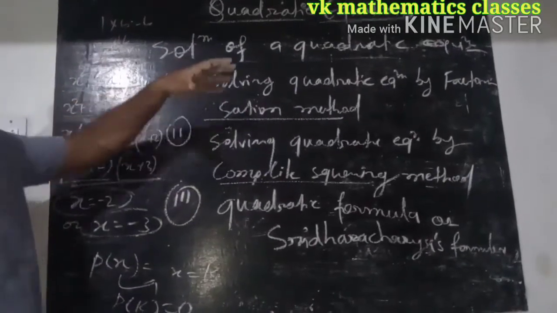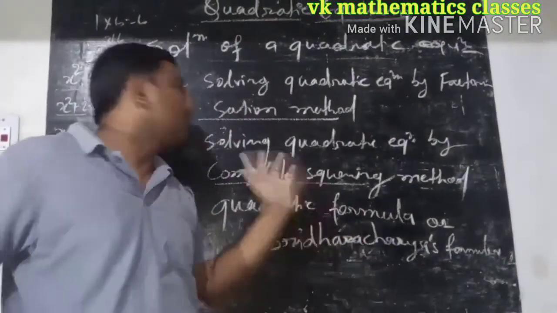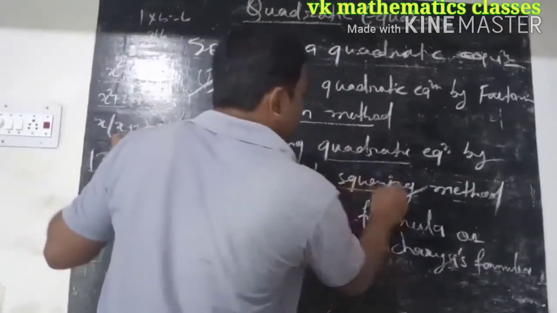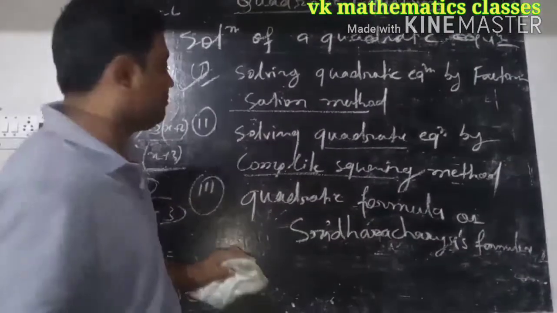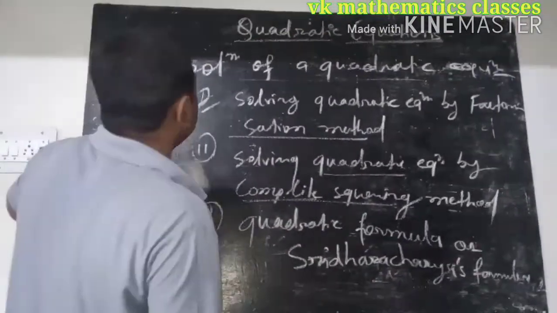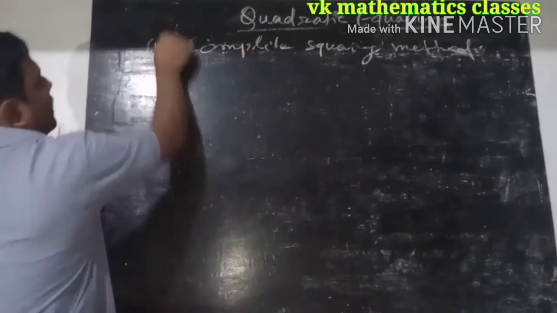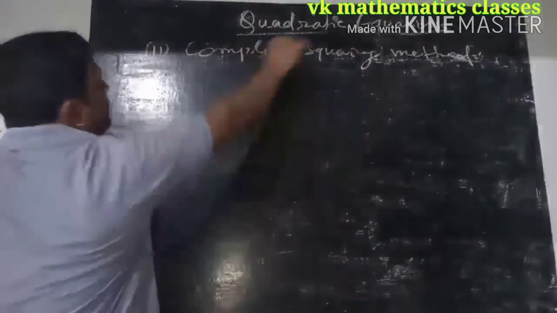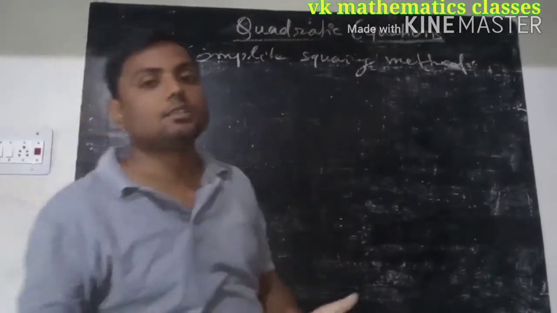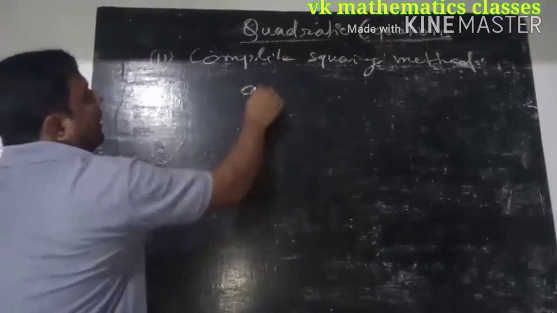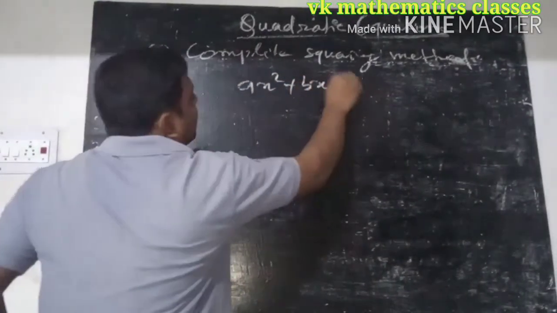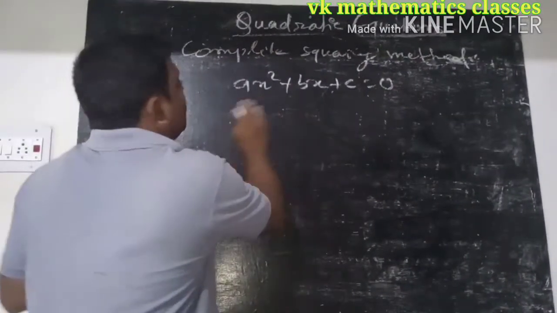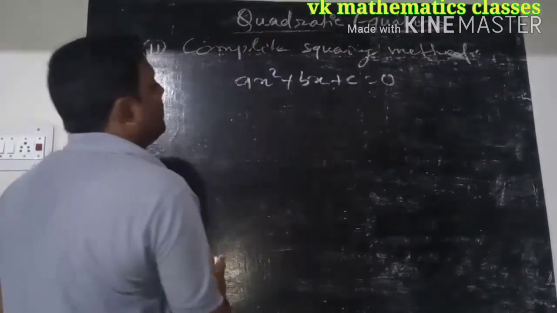So we already know about this method. But the second method of solving the quadratic equation is the complete squaring method. We discuss the complete squaring method here, which we learned in class 10. So we take the standard or general form of the quadratic equation, ax square plus bx plus c is equal to 0. Now we solve it by the complete squaring method.